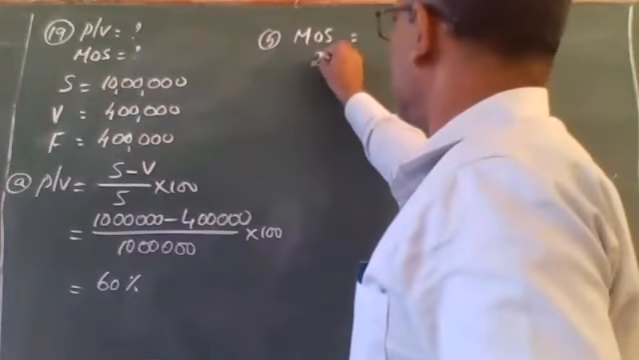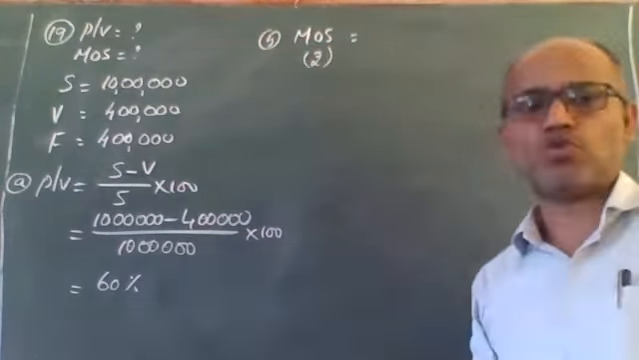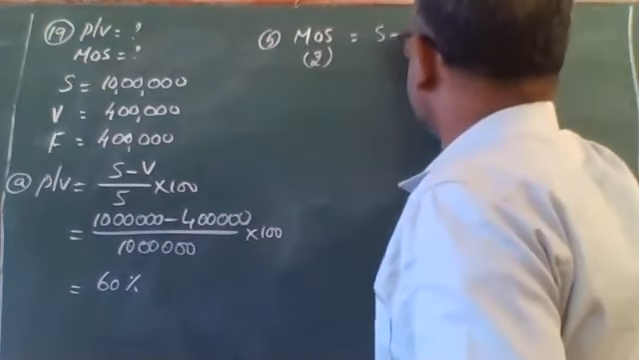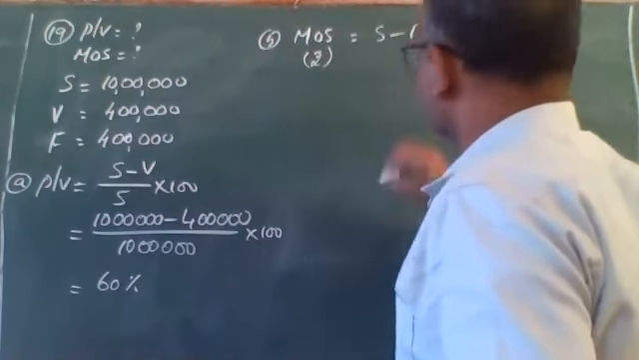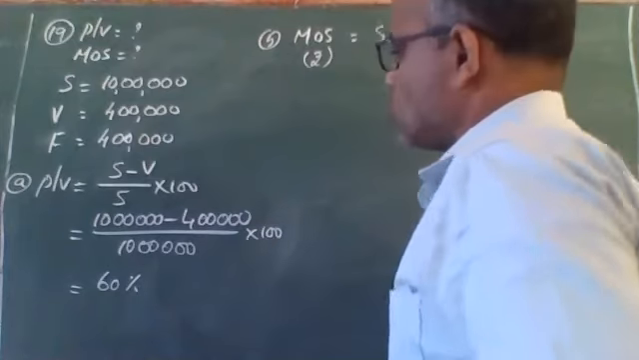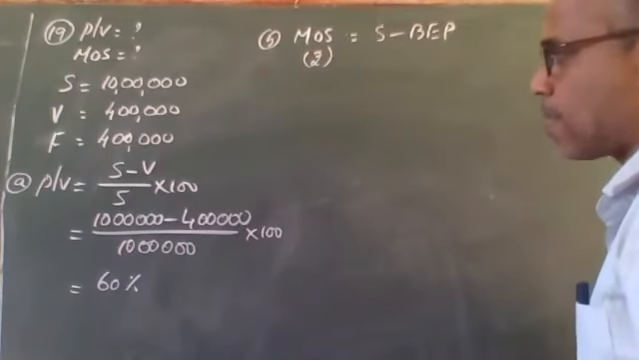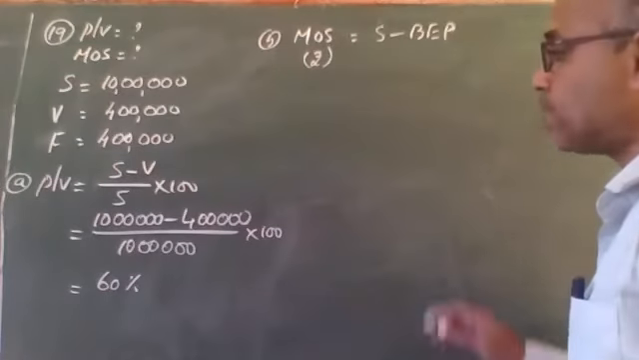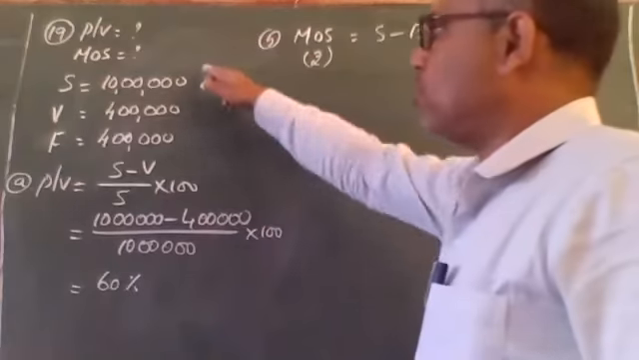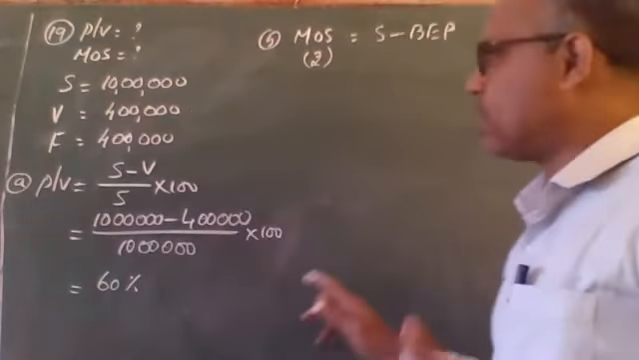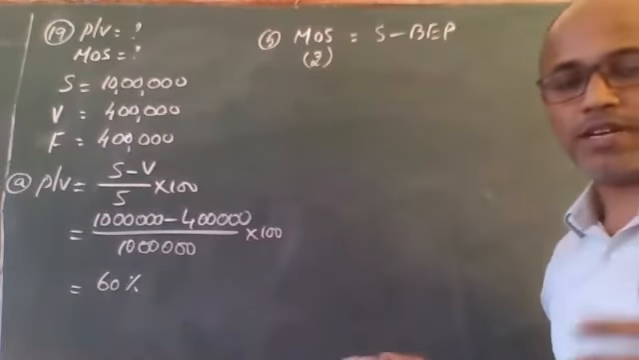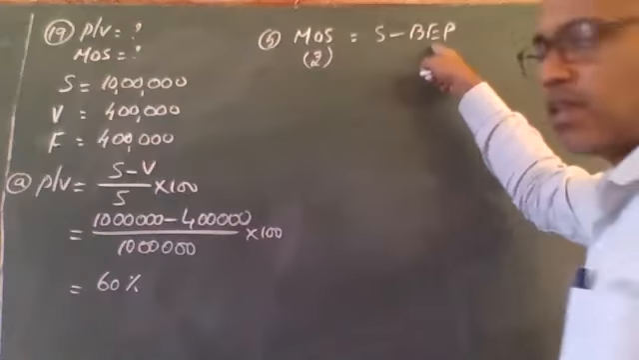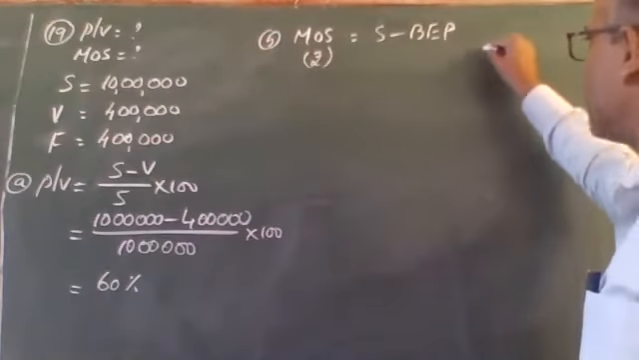I will go with the rupees formula here because unless and until you find out the rupees, you cannot express it as percentage. So MOS rupees is equal to total sales minus break-even sales. Do you have break-even sales here? No. Can I apply profit by PV ratio? Do you have profit information here? No. So in either way, either this formula or that formula, we need to further calculate something else. I have sales with me, but I don't have break-even point. So I'll try to find out the break-even point.